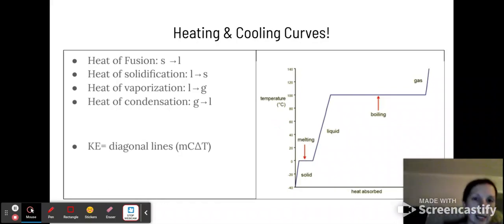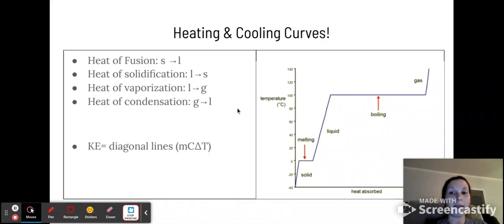The diagonal lines in this picture or diagram are representative of the kinetic energy. So the diagonal is where you see just the state lines where it says solid, liquid, and gas. Those are the kinetic energy lines. And these are where you would have MCΔT occurring. So this is where you solve for specific heat.